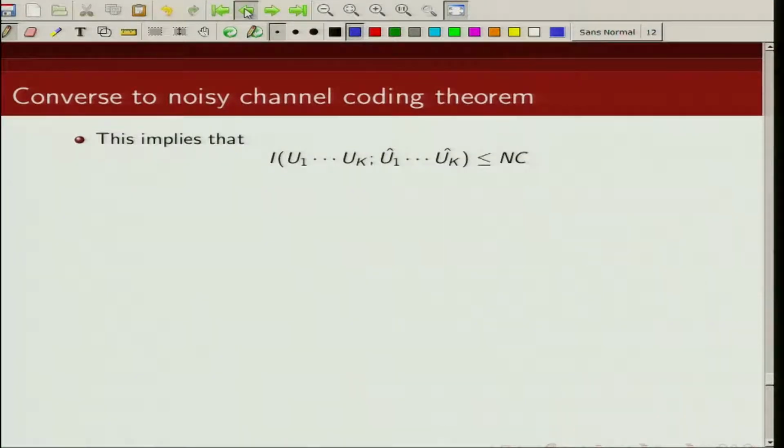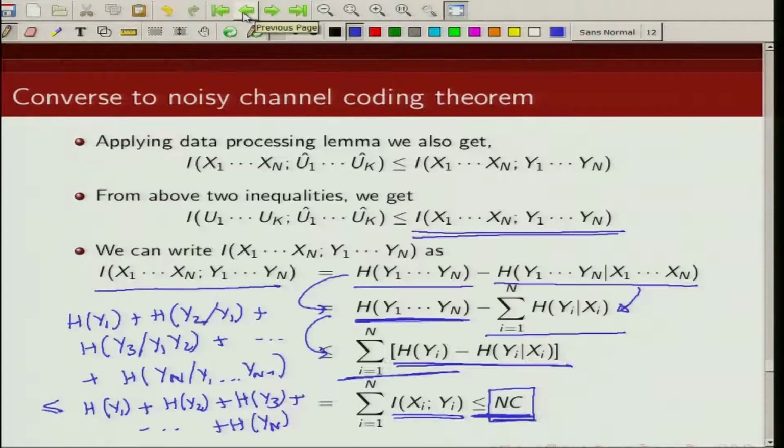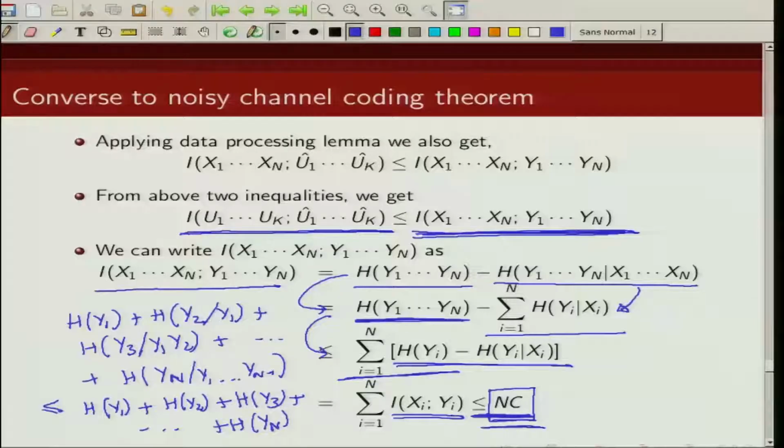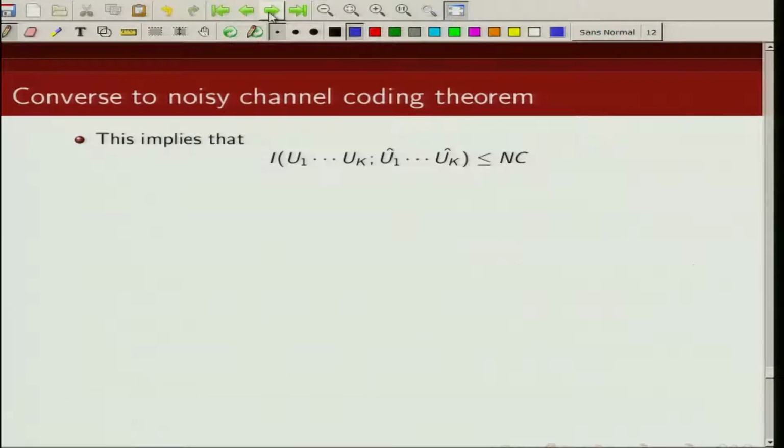Next, from the data processing lemma, we know that this quantity is less than this quantity, and this is less than n times C. So the mutual information between u1, u2, ..., uk and u1 hat, u2 hat, ..., uk hat will be less than or equal to n times C. Combining these results, we get this.